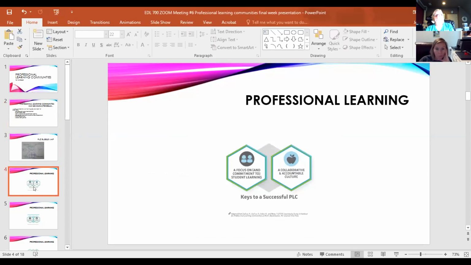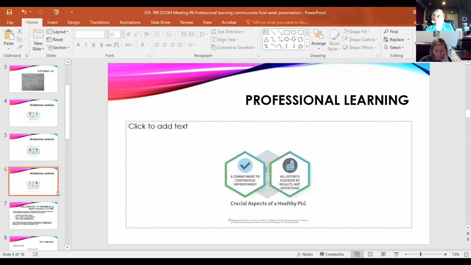We can also look at it here in just another graphic sense, and you guys can read, so I'm not going to go through all these. I'm just going to click past them. Let's talk for just a second though. How do you know if you have a healthy or high functioning PLC? Well, there's really two pieces that make that happen.